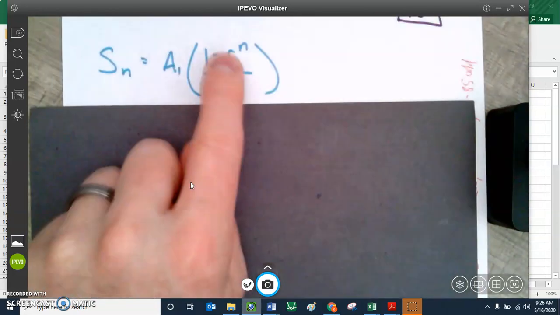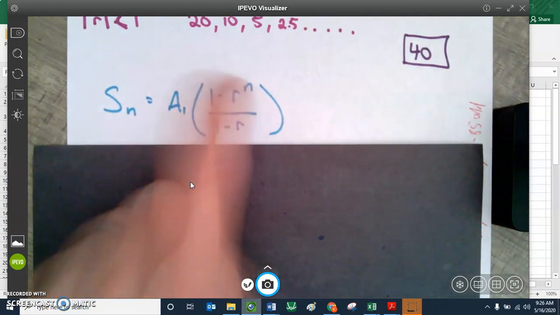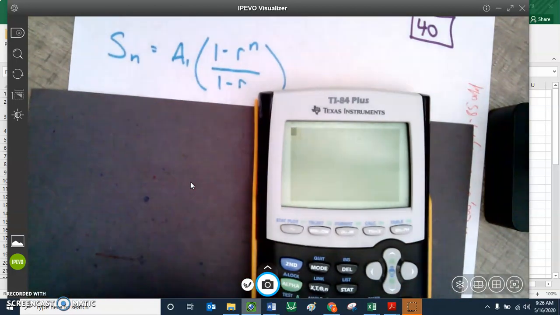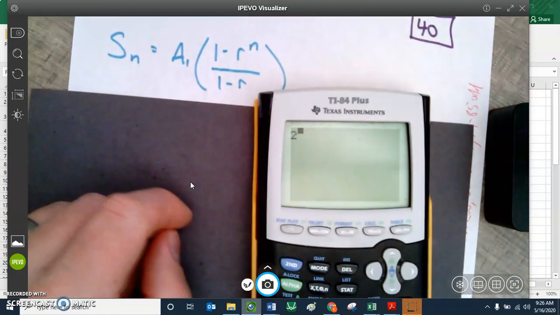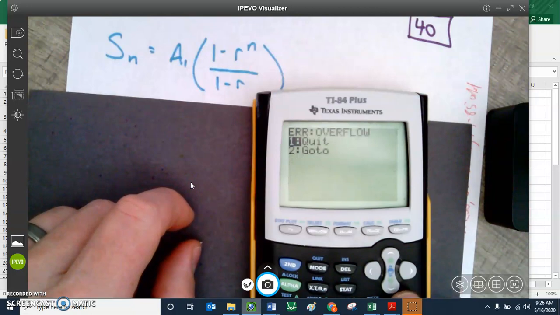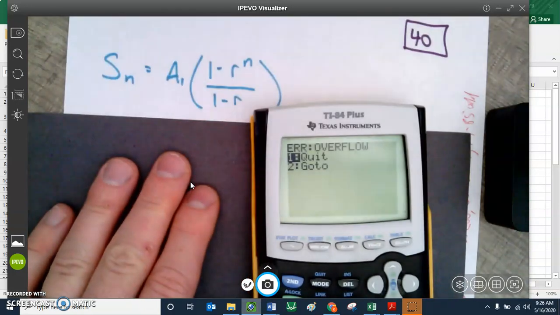That was our first one. If r is bigger than 1, hopefully we can see that I'm doing 2 to the nth power, and then 1 minus that and 1 minus that. That's not a big deal, but 2 to the 5th power, 2 to the 50th power, 2 to the 5,000th power, it just gets too big, overflow. Boom, right? It blows up. And I'm adding these up.